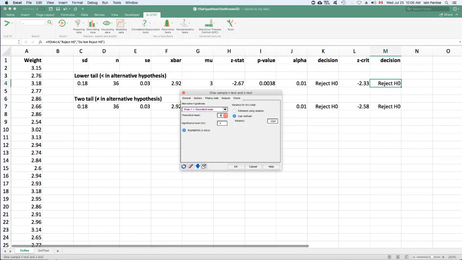We'll type our hypothesized mean in here. So that's 3. We'll set a significance level of 1%. And then we'll use a user-defined variance. And with a standard deviation of 0.18, if we square that, we get 0.0324. So that's our variance. So type 0.0324 in here. And then under outputs, we'll just do the detailed results.